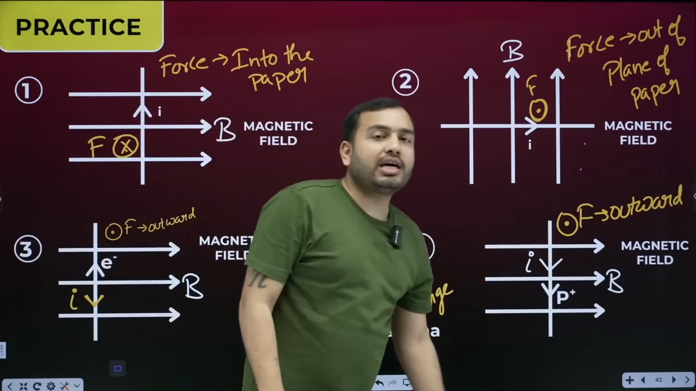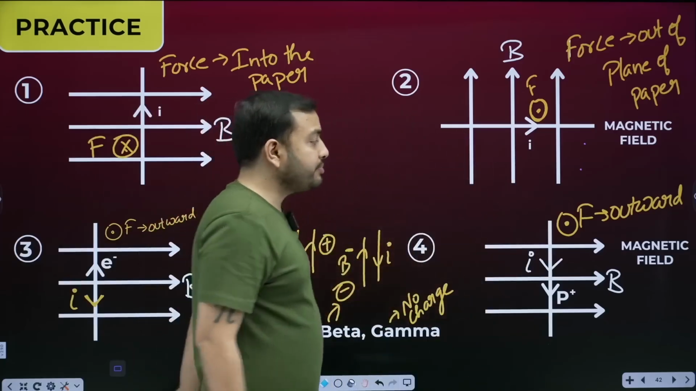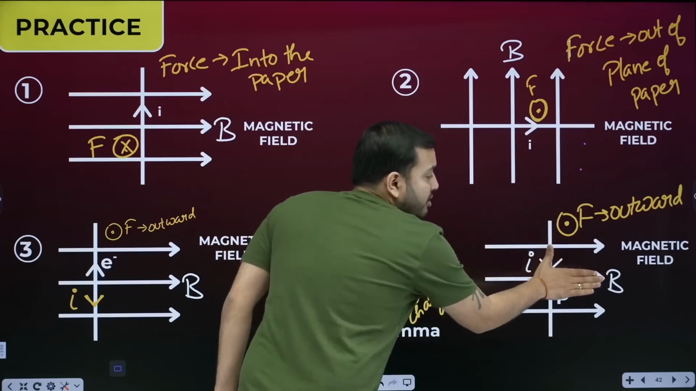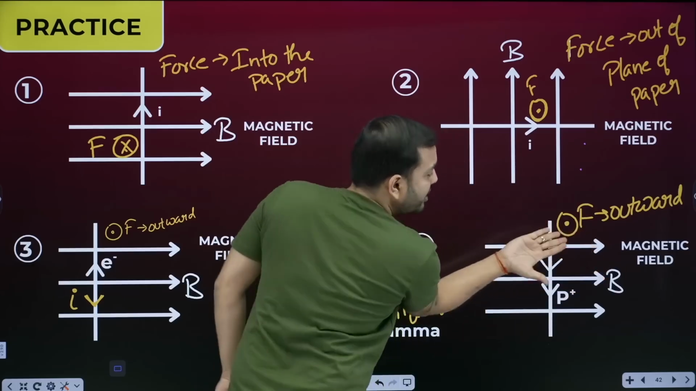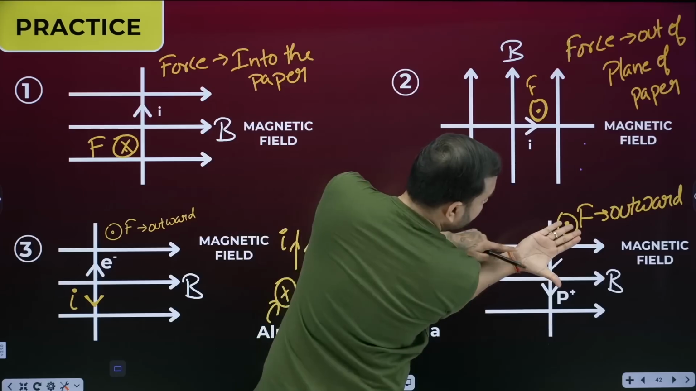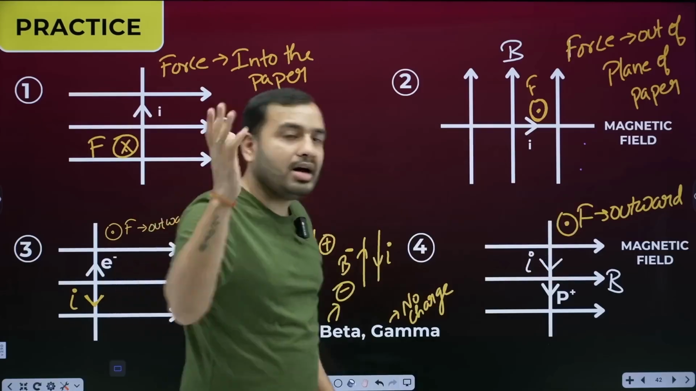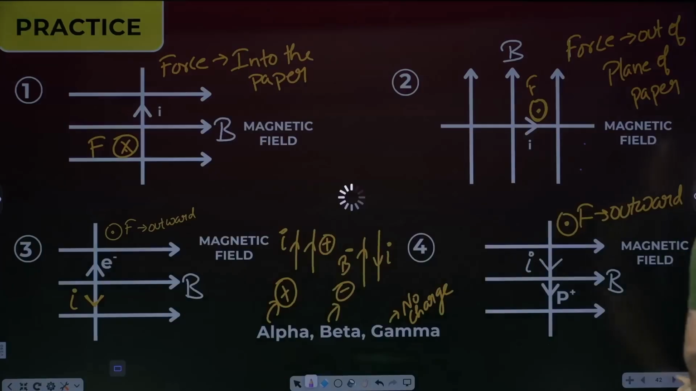Proton, positive charge, is going down. So current will also go down. Open the right hand palm. Fingers first of all in the direction of magnetic field. Thumb is going up, current is down. So flip it. Current also down, thumb also down. Force from this palm is coming where? Out. Force where? Outward. Finished, brother. Did you understand?